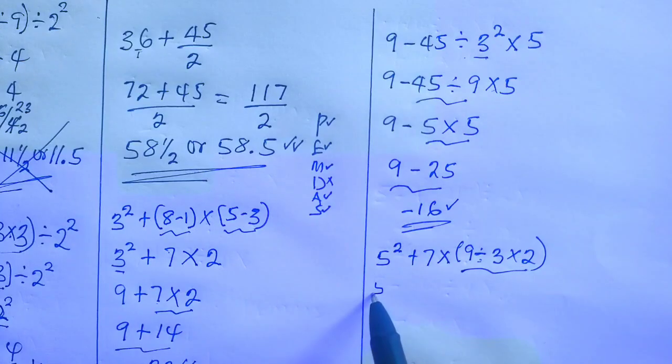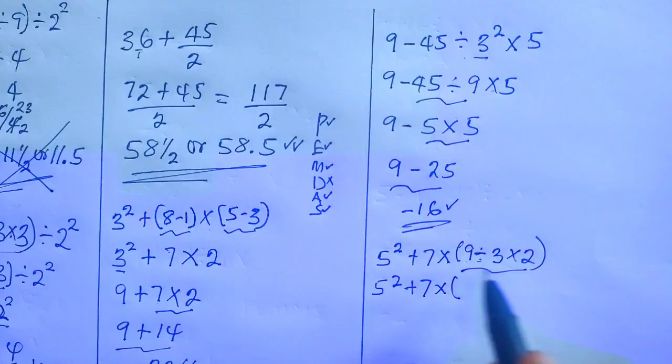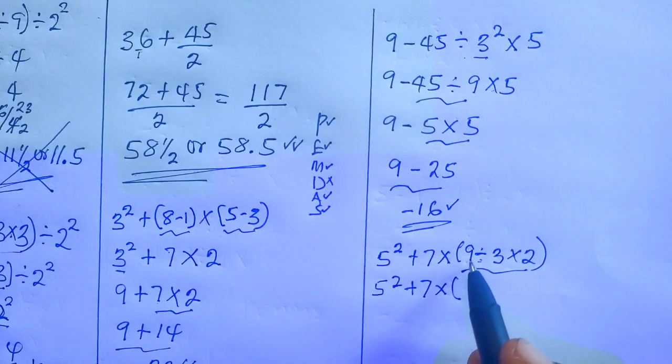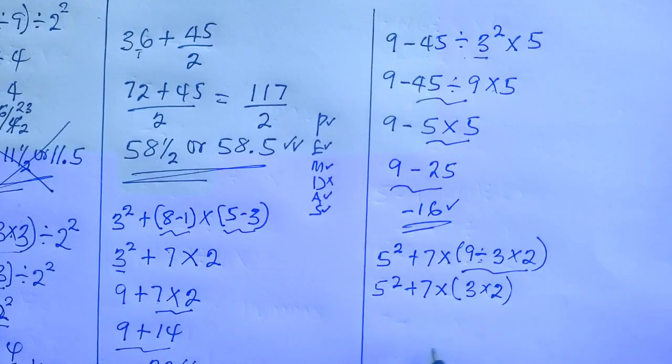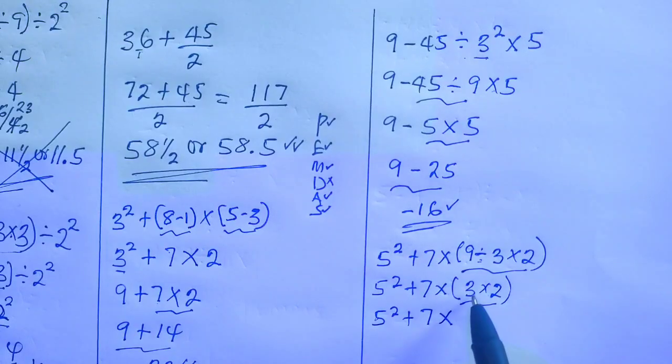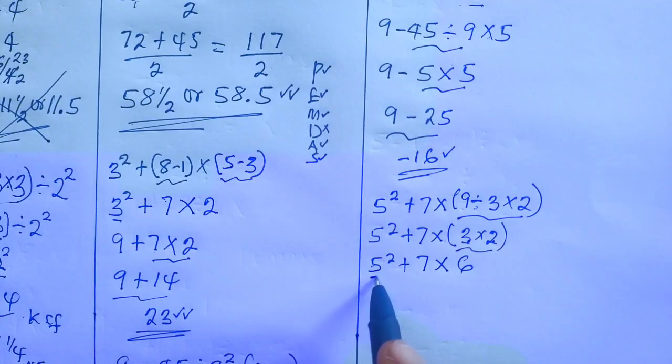Now the expression becomes 5 to the power of 2 plus 7 multiplied by the parentheses here. Consider division first. 9 divided by 3 gives us 3, when multiplied by 2. And right here, we still simplify this. We are going to have here 5 to the power of 2 plus 7 multiplied by 3 multiplied by 2, that gives us 6. And next, we are going to consider exponents here. We simplify this.